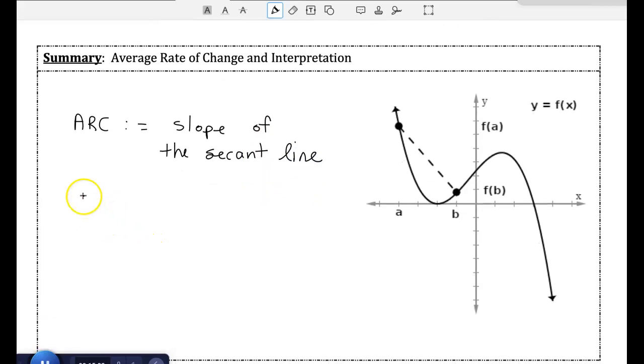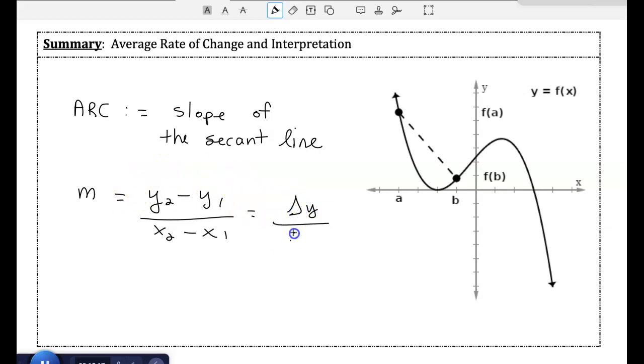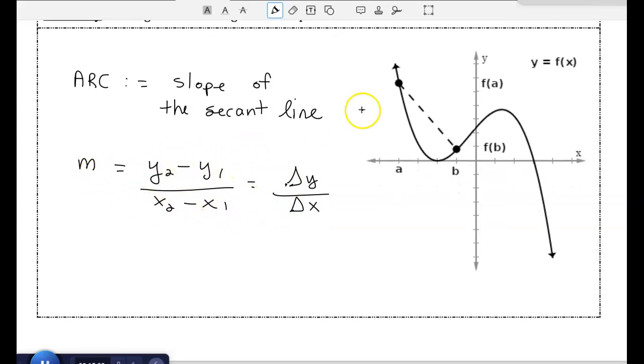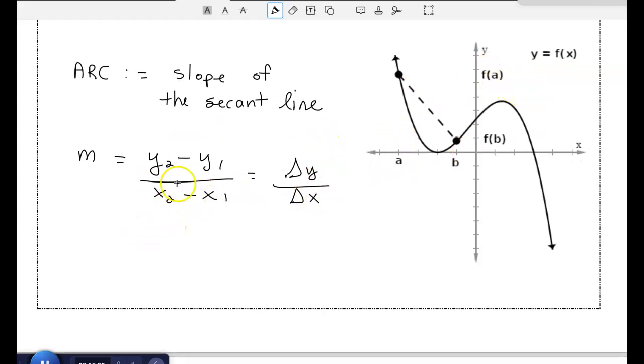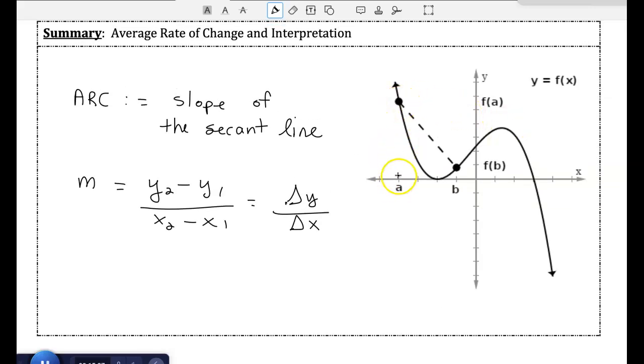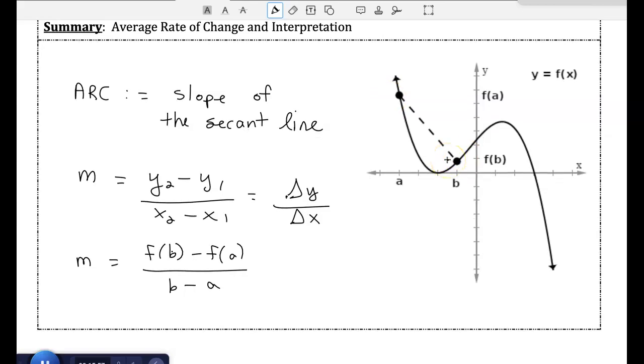Because if you remember, the slope formula was y2 minus y1 all over x2 minus x1, right? That's the change in y over change in x. But what is the change in y? We're just calling it something else now, right? We're calling it f of b minus f of a. In the way this graph is written, a comes first, so it'd be f of b minus f of a, all over b minus a, right? Which is a slope, the slope of this secant line. Okay.